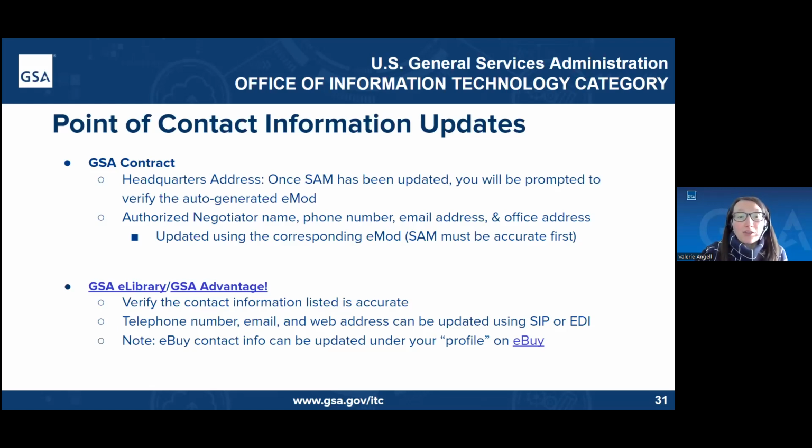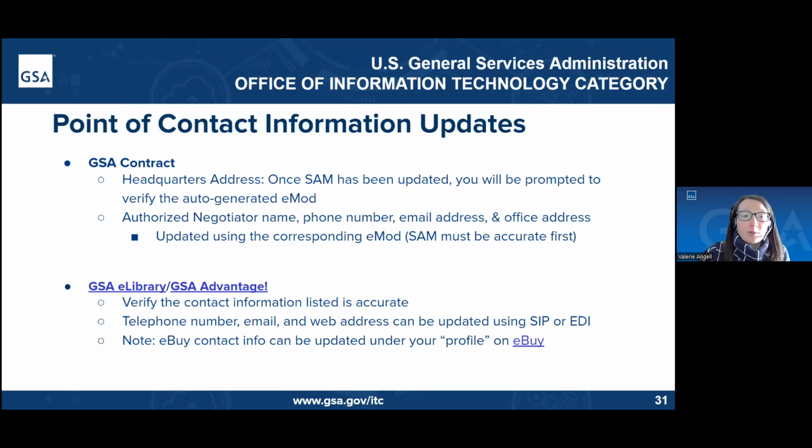To update the authorized negotiator, say phone number, email address, and office address, this would be updated using the corresponding EMOD, so the authorized negotiator EMOD that you can submit through that website, eoffer.gsa.gov. And let's see. For contract administrator updates or for IFF point of contact changes, your ACO can assist with these changes. So just reach out to your ACO. You can send them an email or give them a call and tell them that your contract administrator or IFF POC has changed, and they can help you out with that.